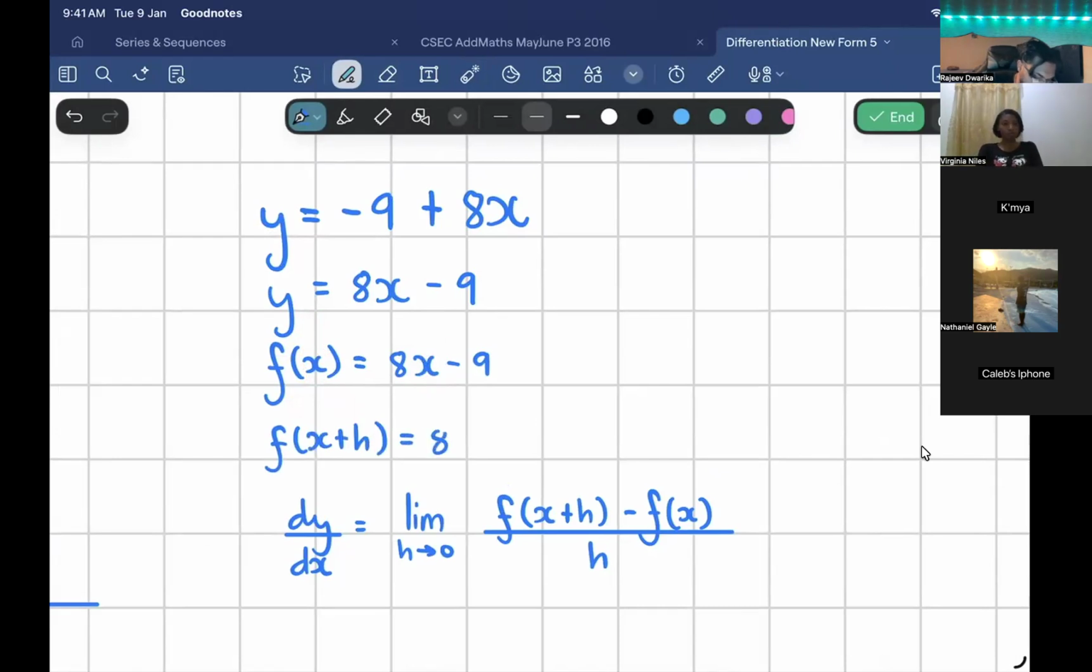It will equal 8 times x plus h, minus 9. I want to hear confidence. I want to hear performance. Give them performance. Confidence is key. So f(x plus h) equals 8(x plus h) minus 9.